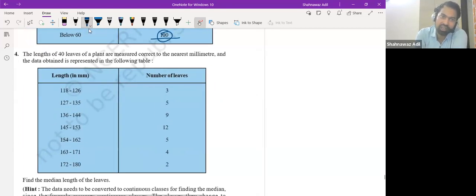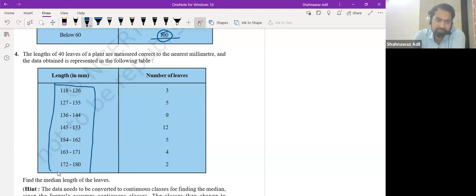As we can see, Tejasvi and Amira, what kind of distribution is this? Discontinuous, right? So how can we make this discontinuous grouped data into a continuous one? Subtract 0.5 from the lower limit and add 0.5 to the upper limit.